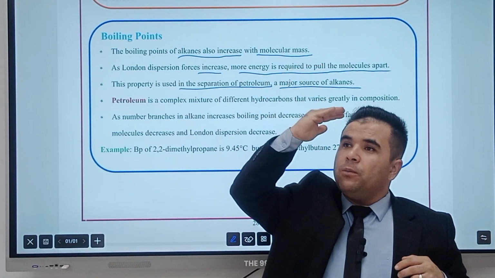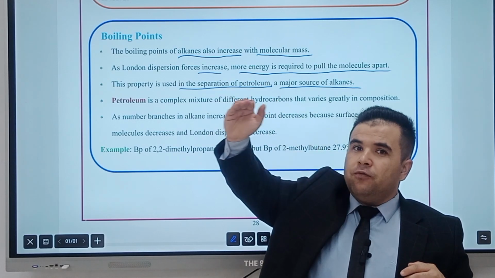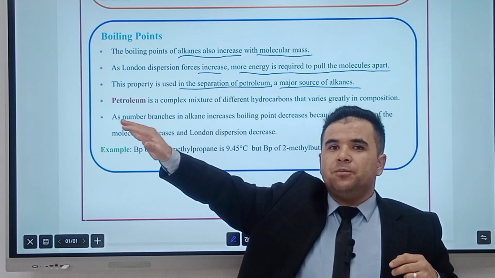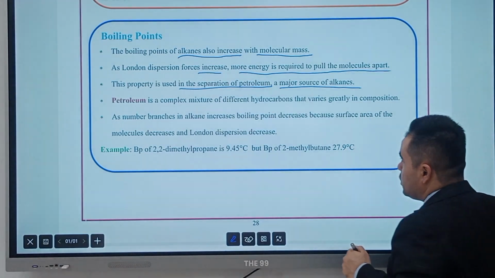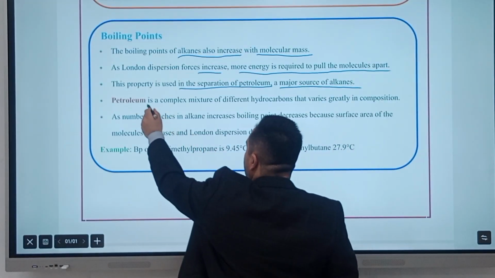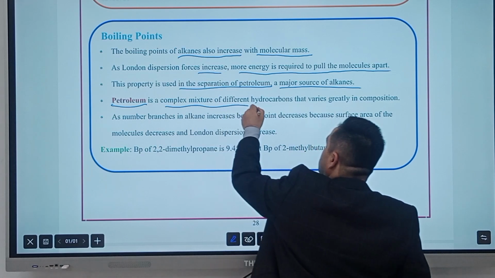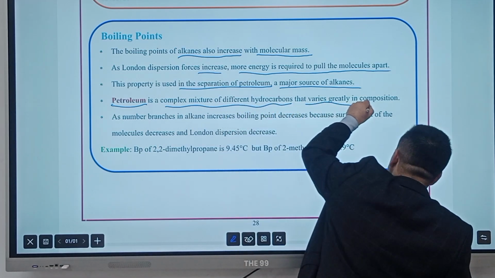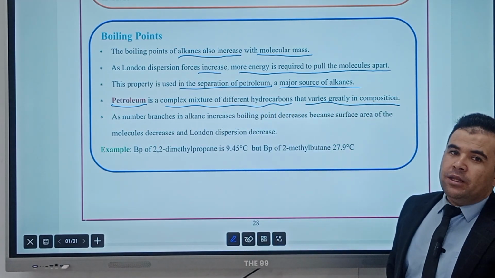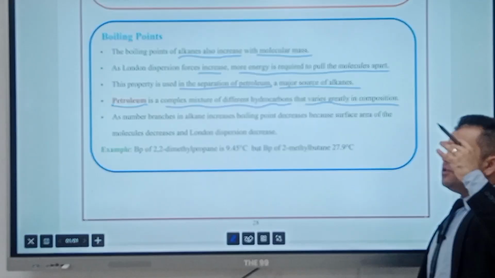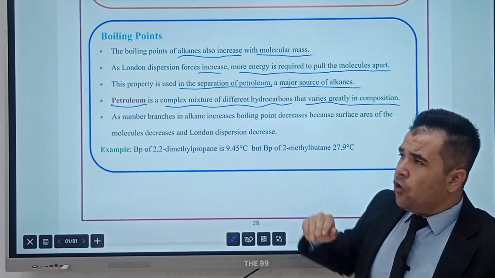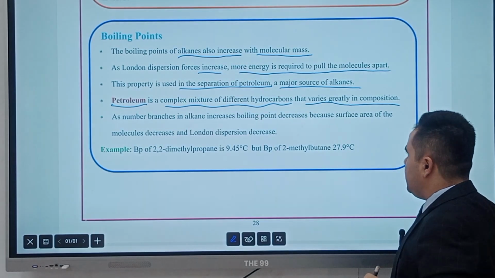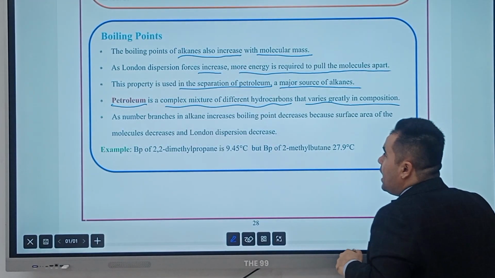In every tray, one product goes outside. In every tray, different products go outside based on their boiling point. So as I told you, petroleum is a complex mixture of different hydrocarbons that varies greatly in composition. They change in composition starting from carbon 1 up to carbon 75. They are all the composition of the petroleum.